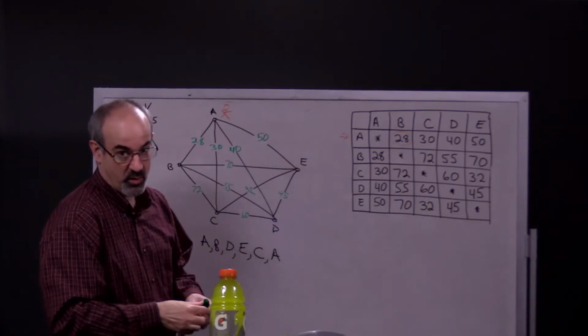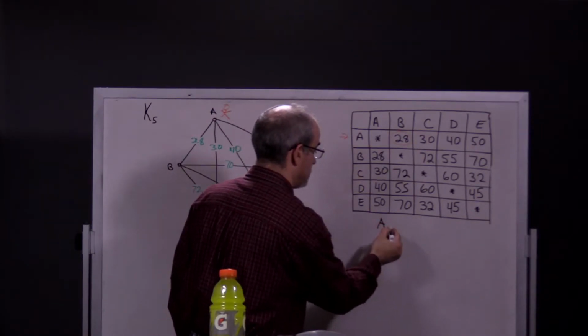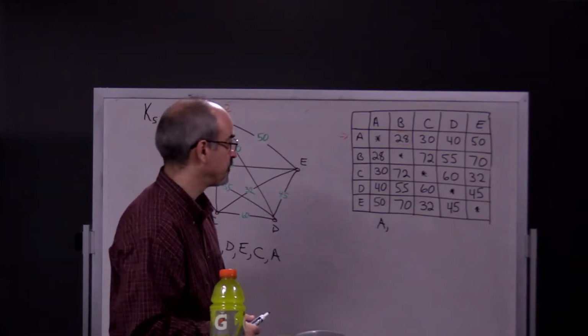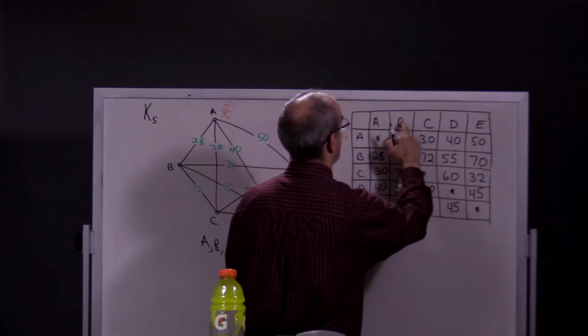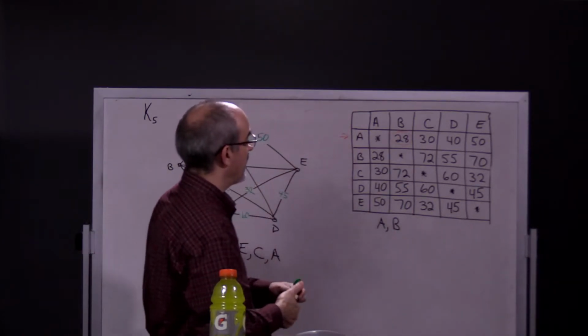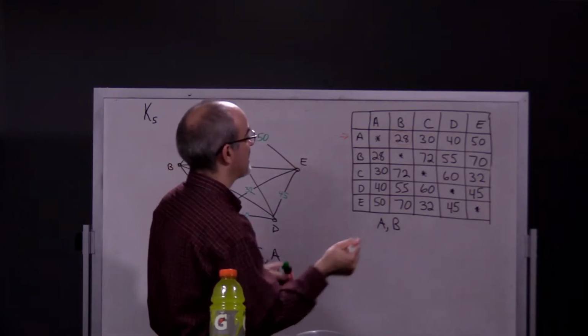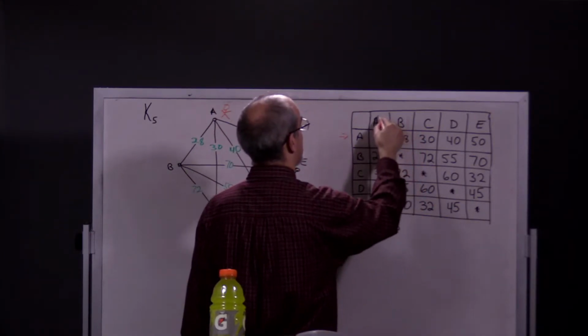Oh, also, since we're starting at A, I can go like this. We're starting at A. We look across for the smallest number, it's 28, which was B, so we can go like that, B. What you're going to do now is lightly, with a pencil, go like this and go like this.